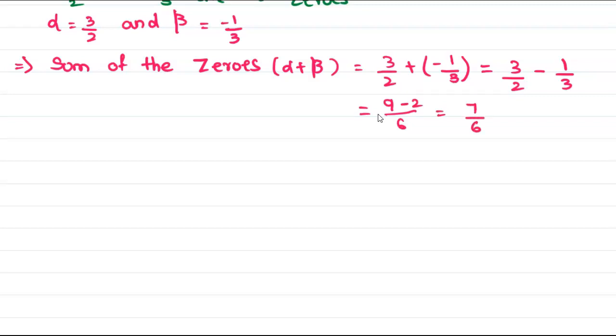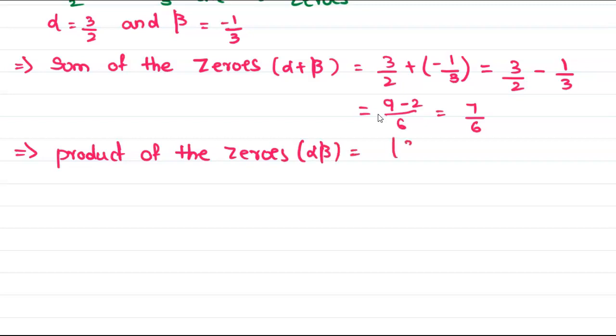So this is the sum of the zeros, and here the product of the zeros is in the form of alpha beta is equal to alpha value 3 by 2 and here beta value minus 1 by 3. So in this, the 3 gets cancelled, then remaining is minus 1 by 2. So this is the relation between the zeros. So now let's come to the fourth question here.